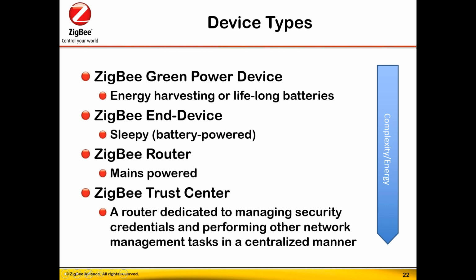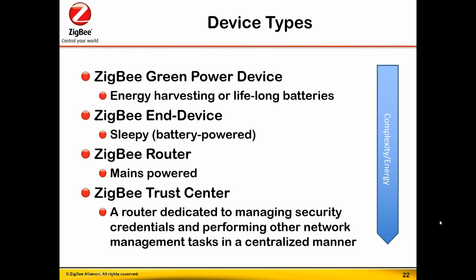So let's start with a quick overview of device types that exist today in ZigBee. For one, we have the ZigBee green power device, which may be either unidirectional or bidirectional. It consumes so little energy that you could power it using an energy harvesting module, or if it's equipped with batteries, then these would very likely outlive the lifetime of that device.